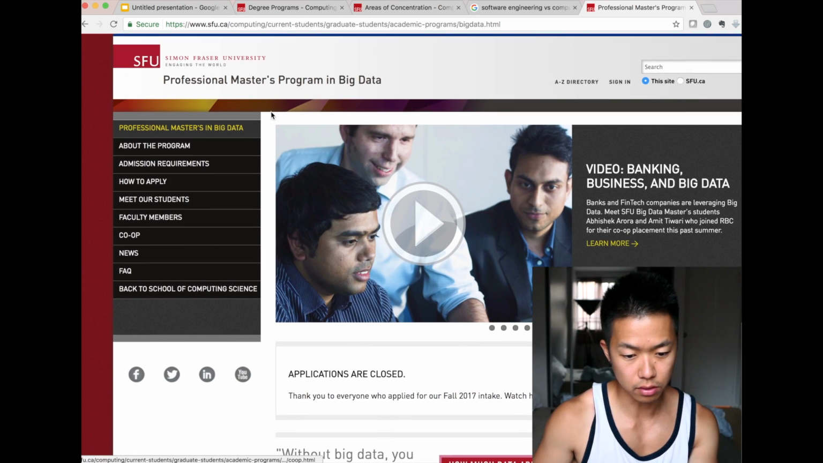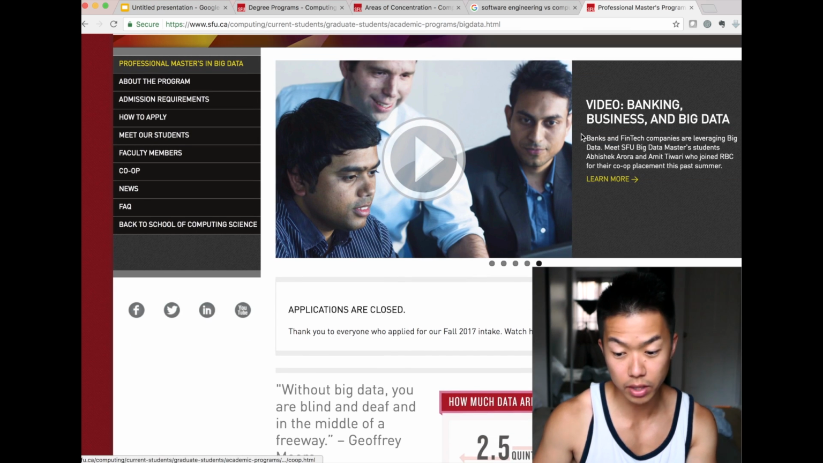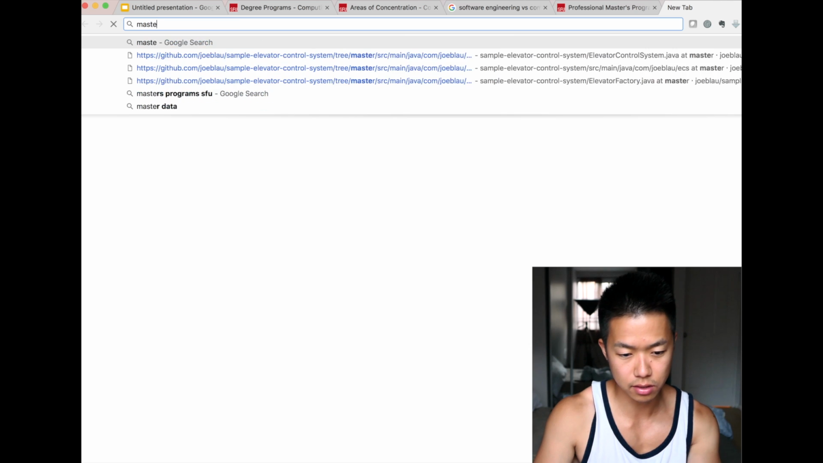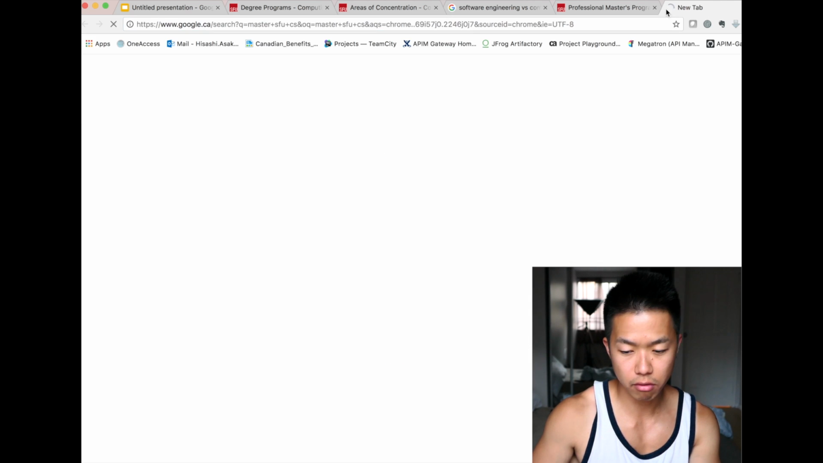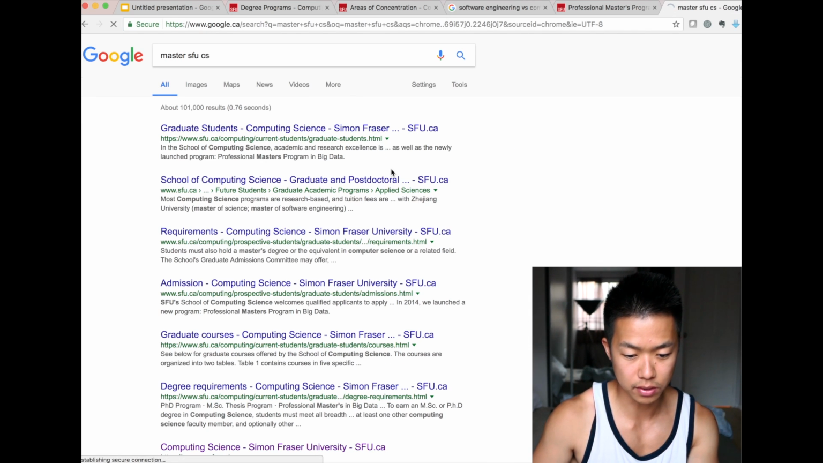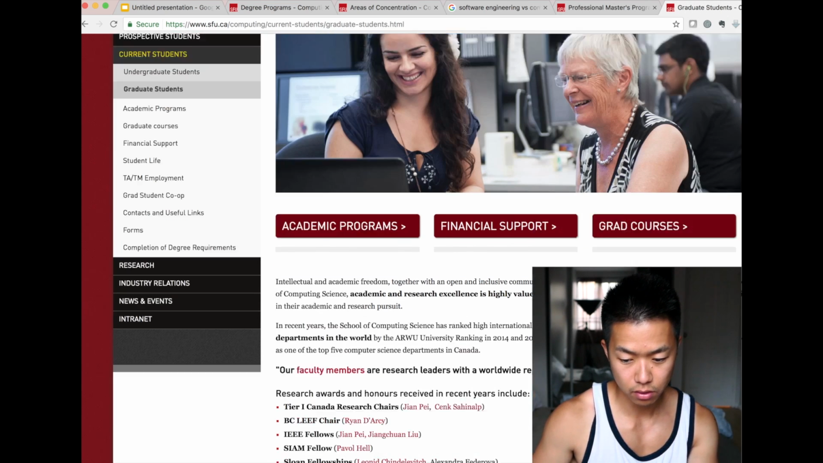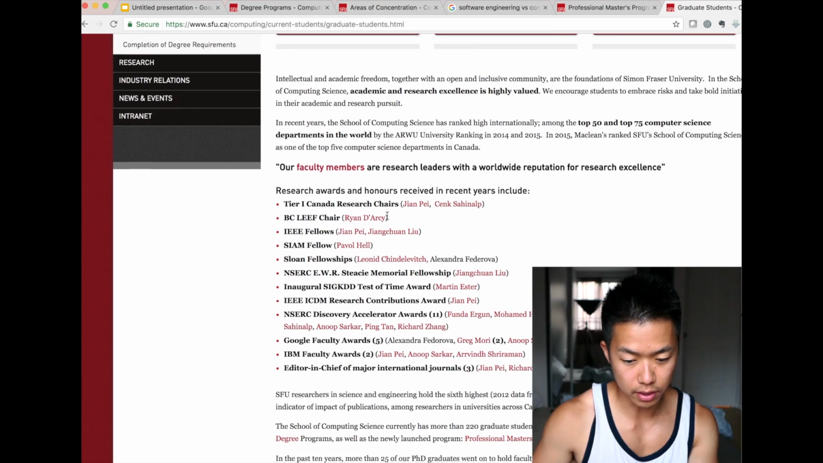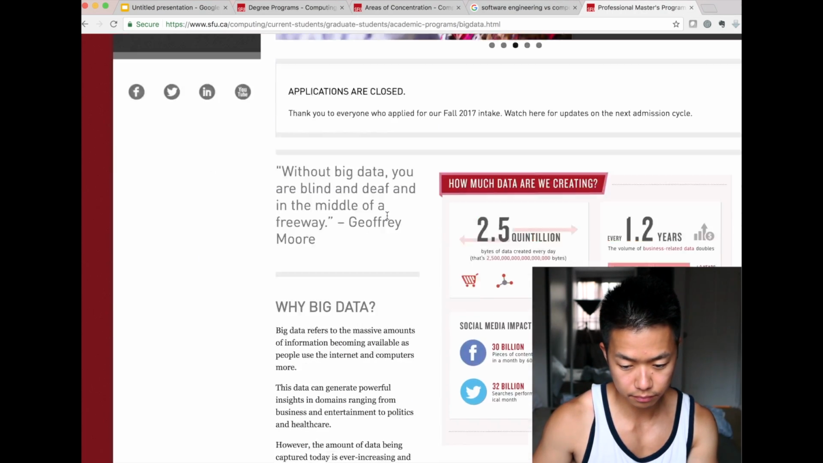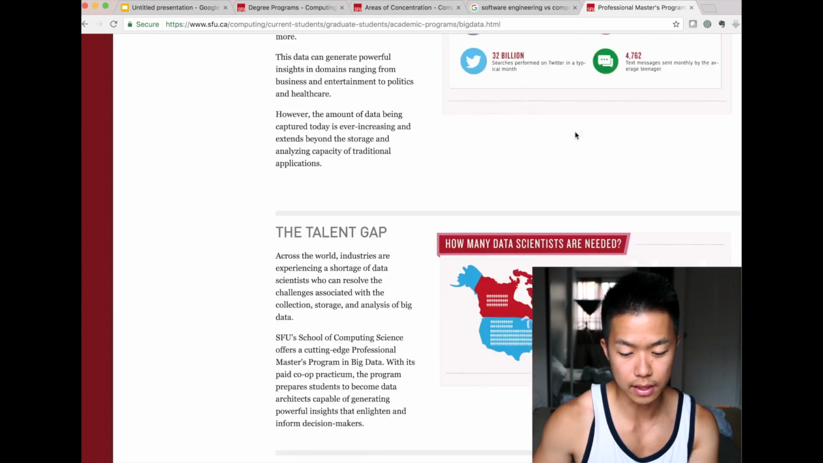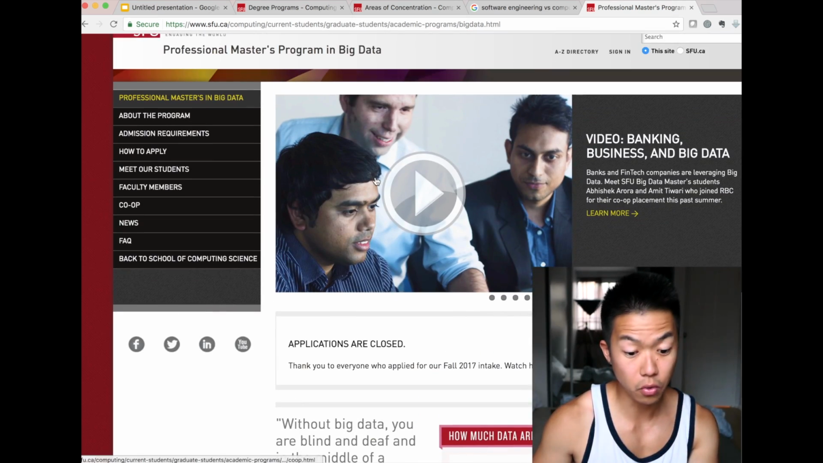So you can go to a professional master's degree in big data, which is really practical. It's not theoretical. There are also other masters at SFU, more theory-based masters, graduate computer science, but big data is really practical. Whereas this could be really theoretical. But anyways, why big data? Big data transfers a massive amount of information. So Facebook, Twitter, YouTube, they all require data scientists, and that's a little more theoretical though.